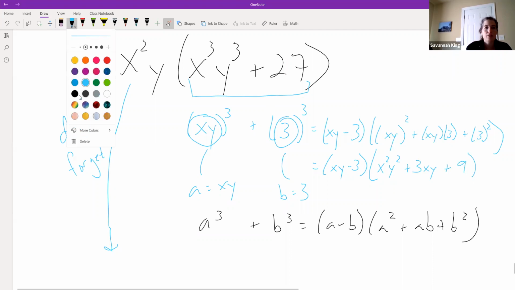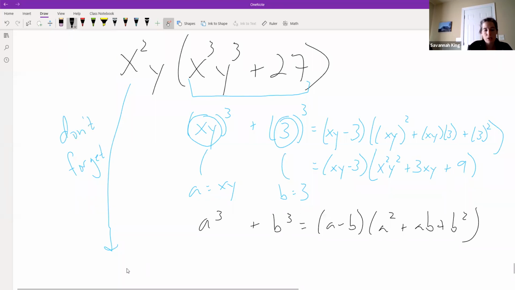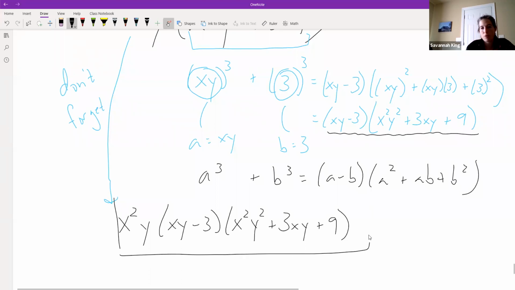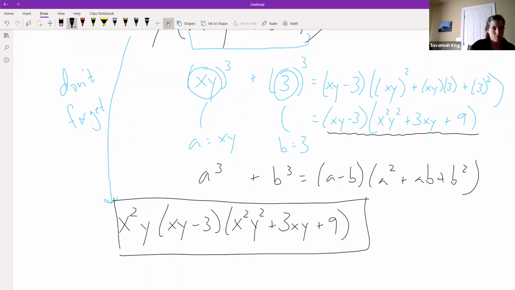Okay, and as I had attempted to remind myself, this whole problem is still going to be led off by the x squared y that was our GCF. And then everything that I had right here. Looking at that, for one thing, we're almost out of time. For another thing, I eyeball these problems.